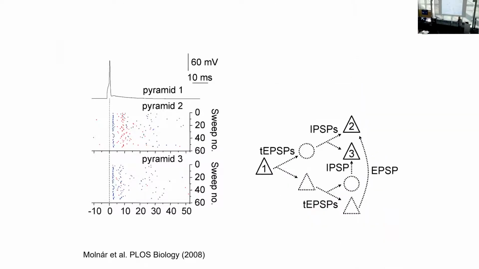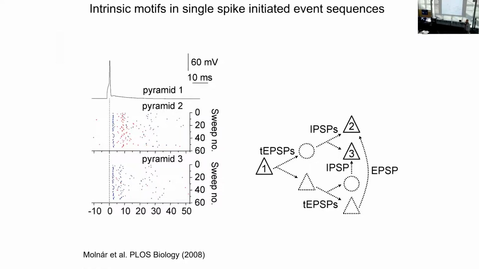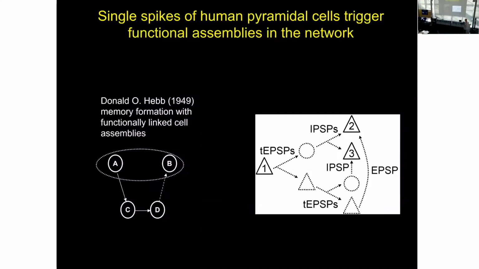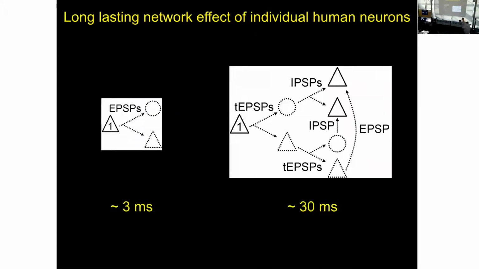which means that we run into a classically described phenomenon called functional assemblies by the great Tamas. So these in the human cortex can be triggered by a single spike in a single cell, apparently. And this observation was so striking that we spent 15 years ever since to uncover, why is this so?